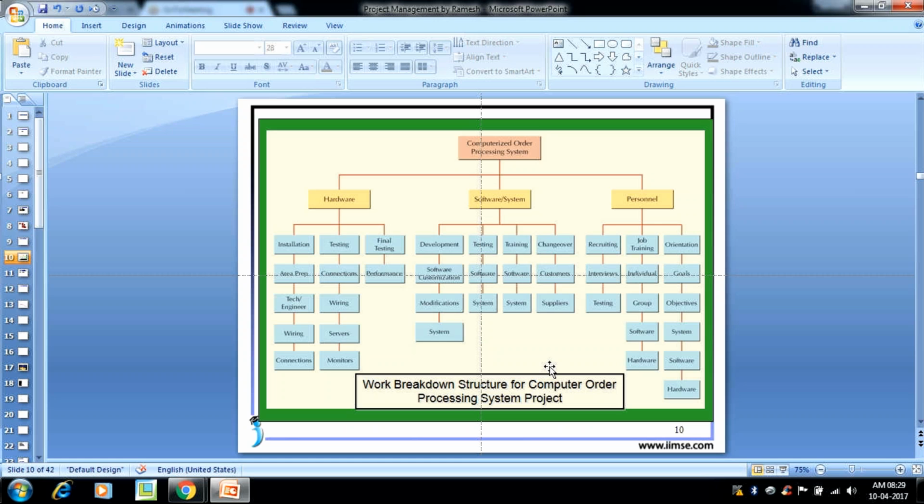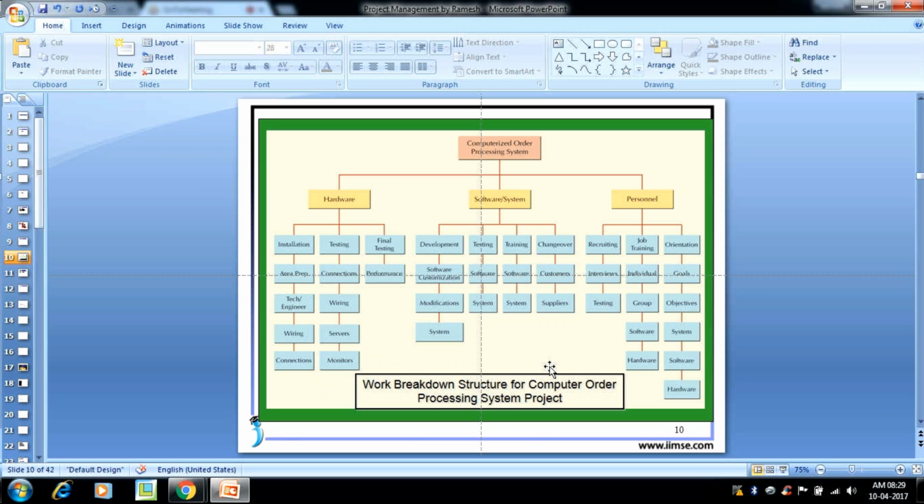The example, a computerized order processing system. They divide this into 3 categories. One is hardware, second one is a software system, third one is personnel. The computerized order processing system is the project name. Under that we have 3 categories. Those 3 we call as a WBS. And under those 3 we have multiple again. And those we call as WBS level 1 and level 2. The first level is hardware, software system and personnel.